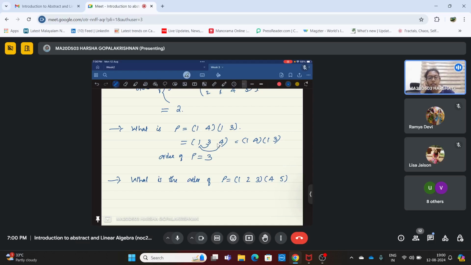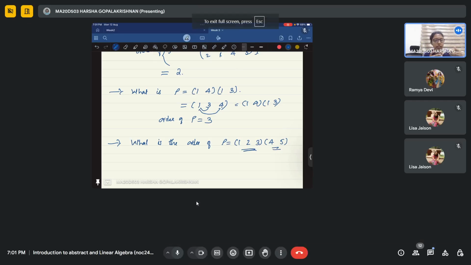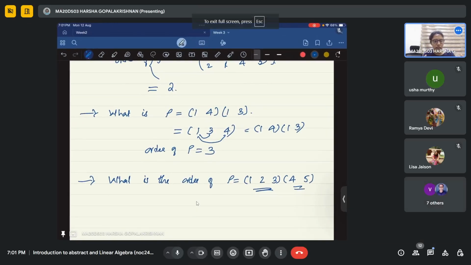Now can you say what is the order of 1, 2, 3, 4, 5? Here I know if I multiply 3 times, then 1, 2, 3 will map to the identity. In that case I don't need to consider 4, 5, which are fixed in the first cycle. So if I multiply 3 times, 1 will go to 1, 2 will go to 2, 3 will go to 3. But in this case, if I multiply 2 times itself, what will I get?